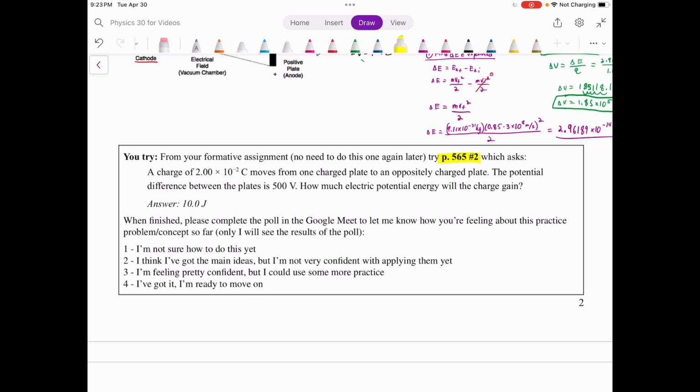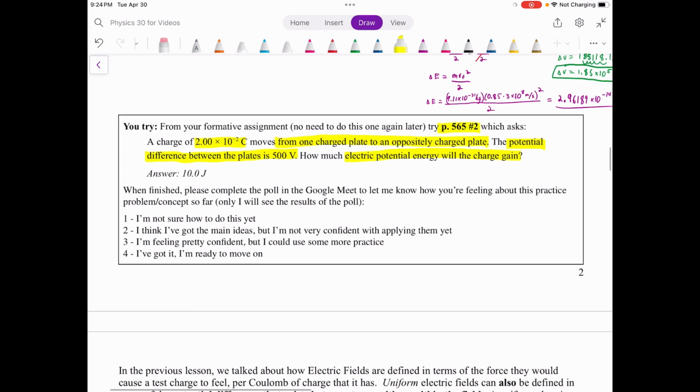You're given a charge that's being moved from one charged plate to an oppositely charged plate. So we're moving it through an electric field. And it tells us that the potential difference between the plates is 500 volts, 500 joules per coulomb, right? And it asks how much electric potential energy will the charge gain. So I'll let you try that one out, okay?